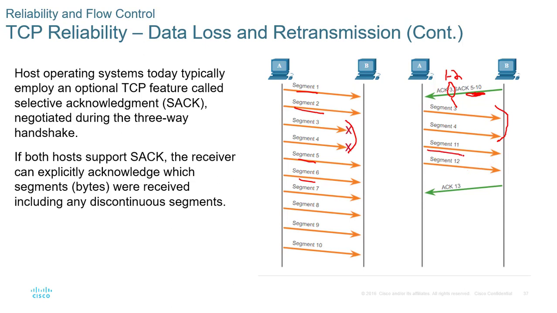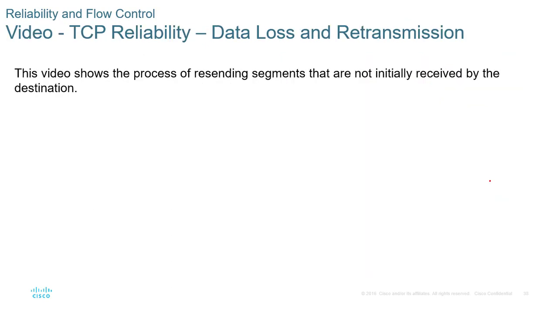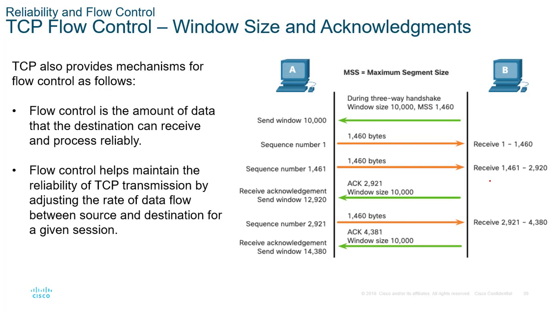And then it will begin again with 11, 12, until the window size is hit, say a window size of 10 in this case. And then on the 12th segment, 2 plus 10, it'll stop and wait, and computer B sends and says, hey, I'm ready for segment 13 by acknowledging 13. There's a quick video showing data loss and retransmission, how that works in TCP/IP.